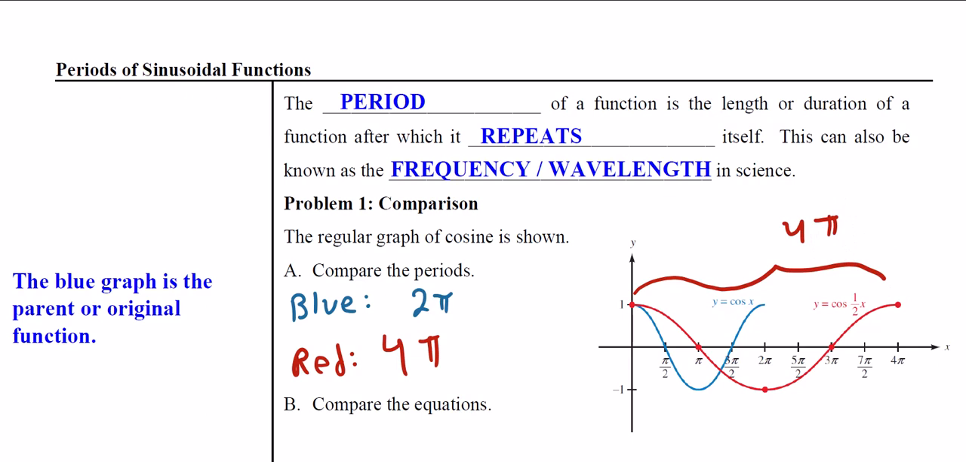And it's interesting to note this number, right? So here I have a 1/2, and it seems that if I have a fraction, it actually ends up doubling the period in this case. So the fraction has something to do with making the period longer or wider.